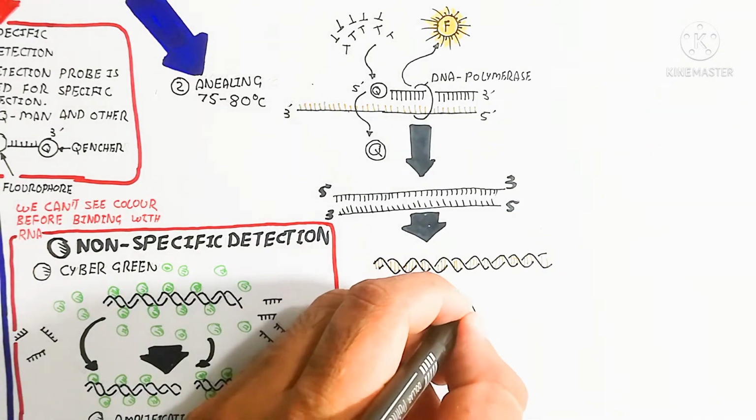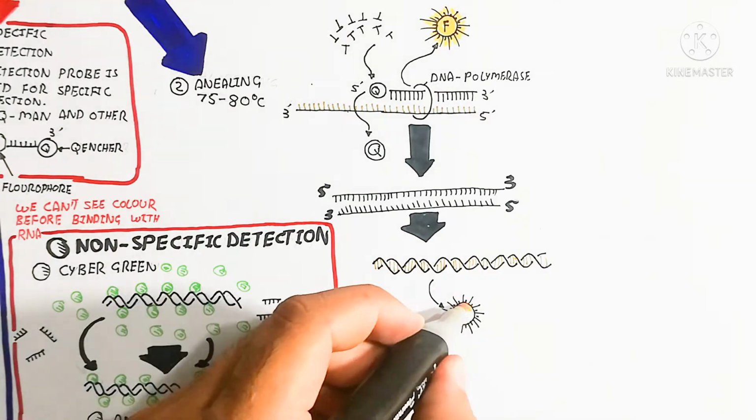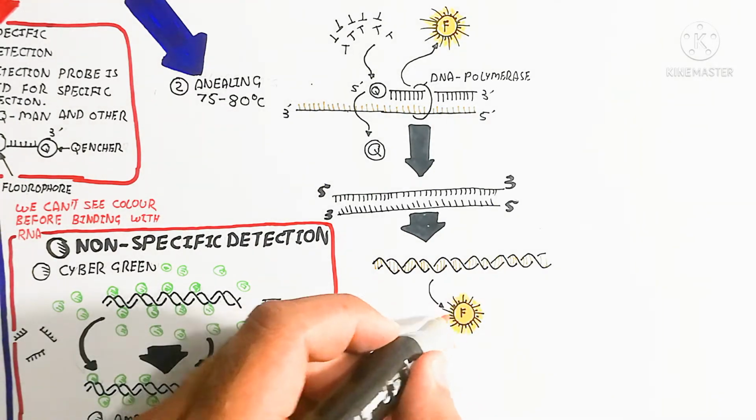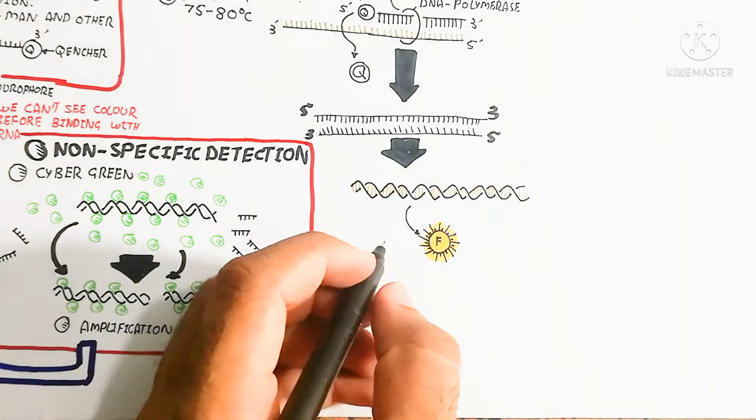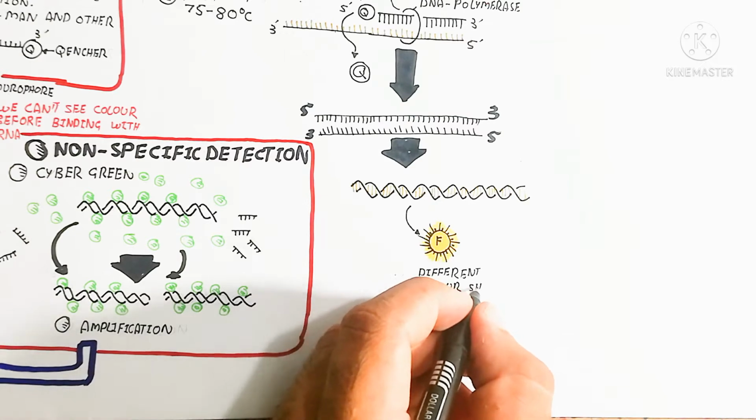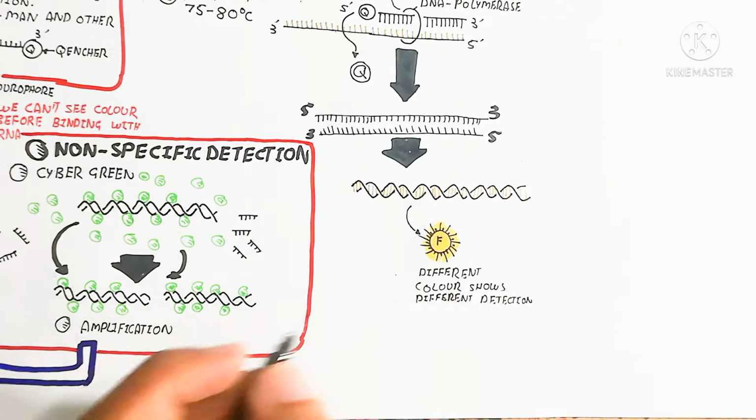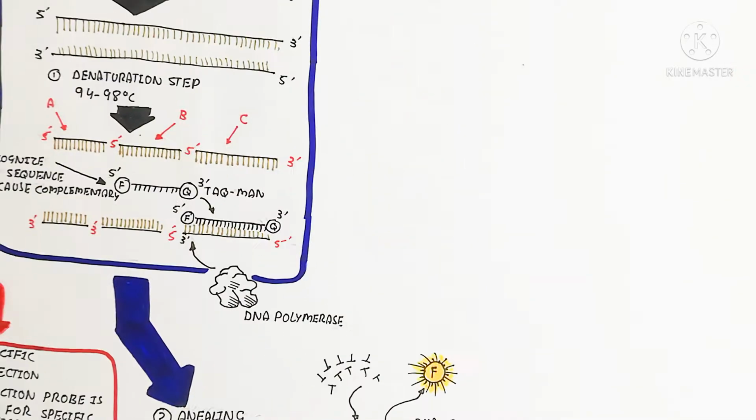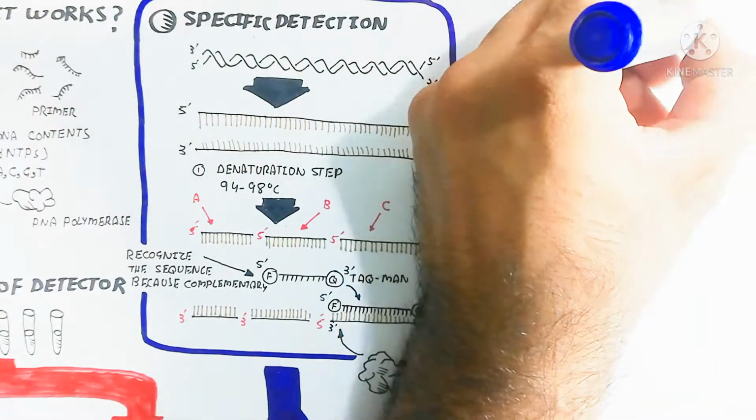Remember, different colors show different detection. For example, we are checking the gene that produces the muscle protein myosin. That means we are adding a blue color fluorophore with the probe, so the blue color will obviously be produced. That is the important thing you should understand. There are many TaqMan probes used for the detection of different segments of genes.